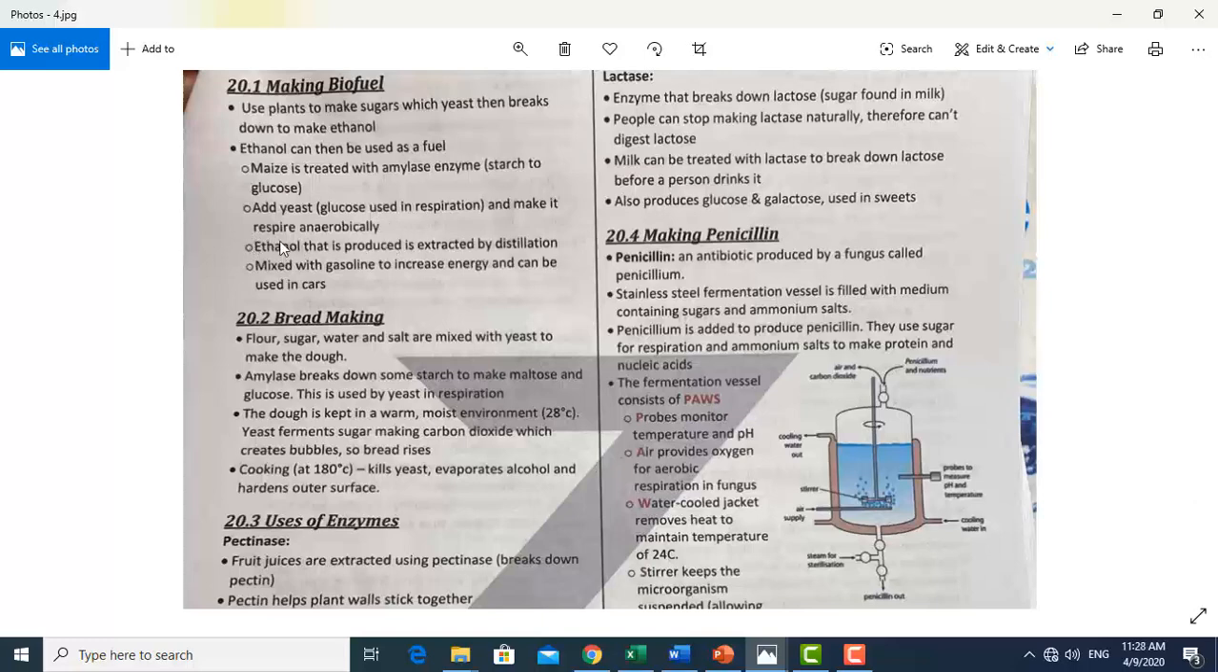The ethanol, or the alcohol here, that is produced is extracted by distillation and mixed with gasoline. So it's more like gasohol, because it's a combination between gasoline and an alcohol like ethanol, and we can use it to increase the energy used by cars.